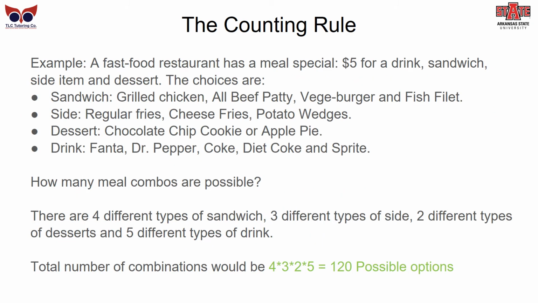What I'd want to do is count how many options there are. There are 4 kinds of sandwich, 3 types of sides, 2 types of dessert, and 5 types of drink. As we said, it's every number of choices times every other number of choices. So 4 times 3 times 2 times 5, that's 120 possible options that you might order.